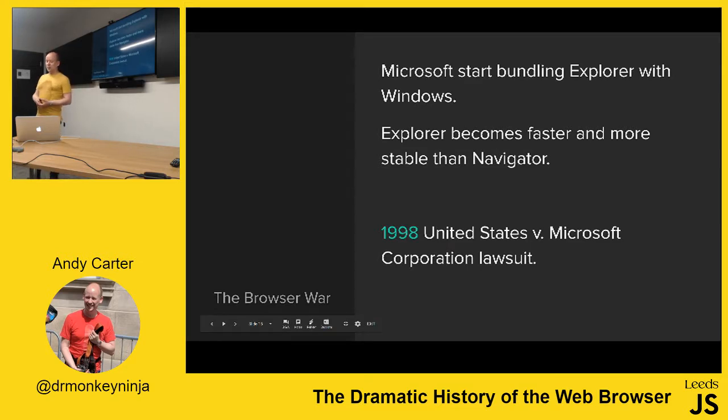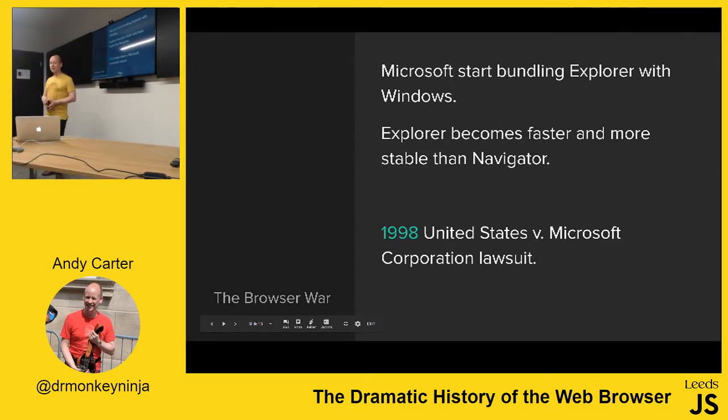Also around this time, Explorer started to become faster and more stable than Navigator. We start to see the use of tables for layouts to make more interesting websites. And this is something that Navigator really doesn't do very well at rendering. It starts to crash and freeze. Considering you're on slow dial-up connections and probably paying for your data, this is less than ideal. And so people start migrating away and go over to Explorer.